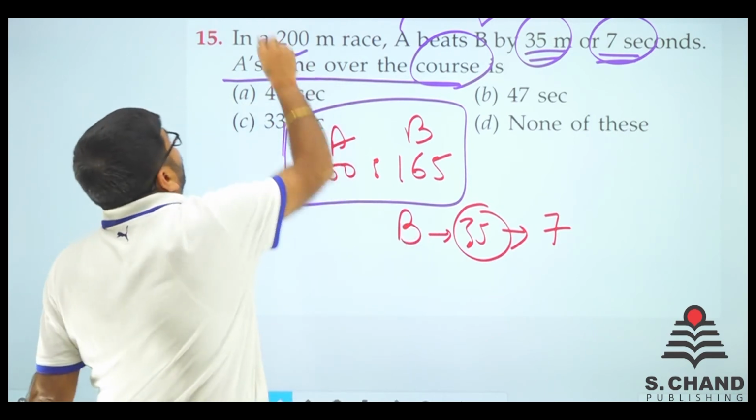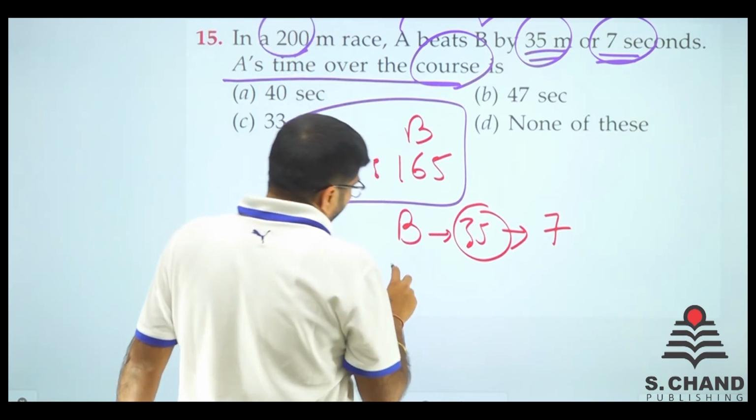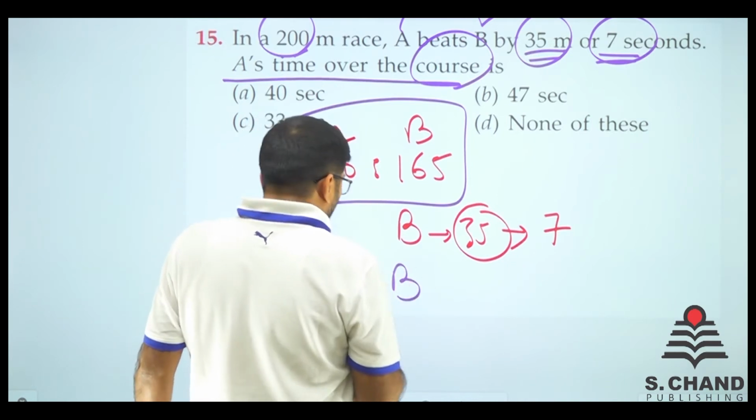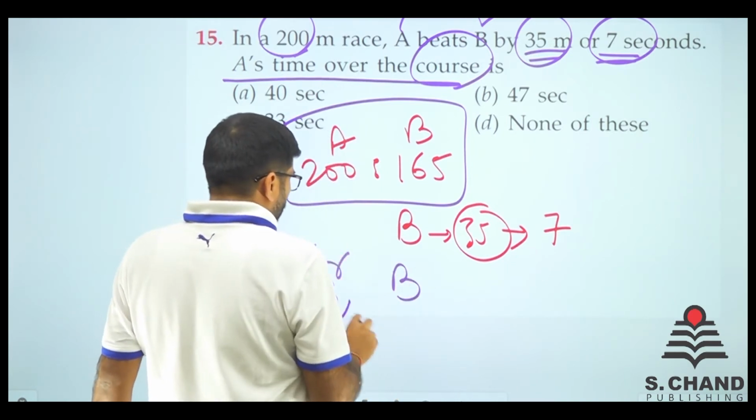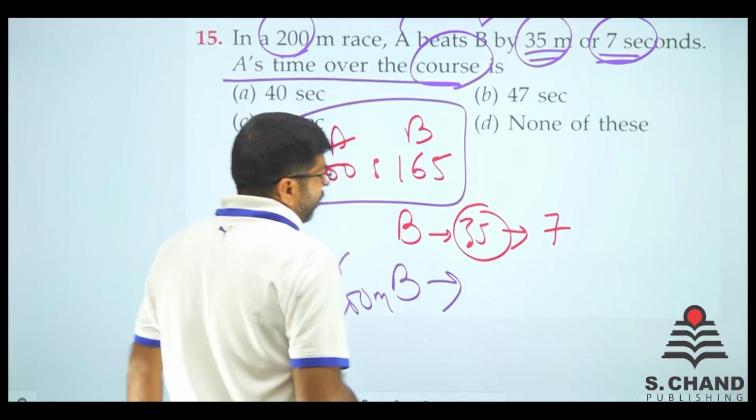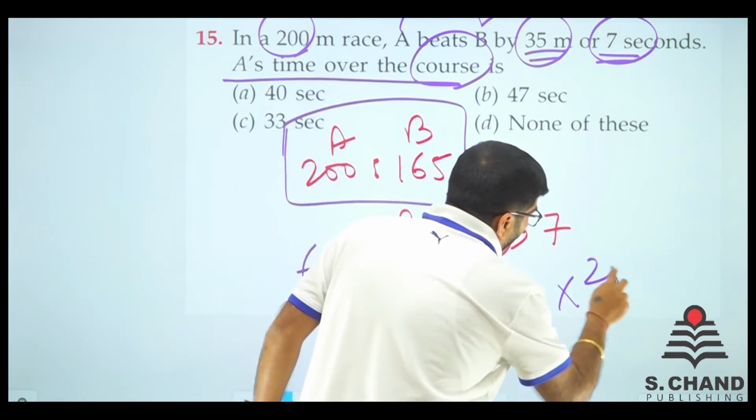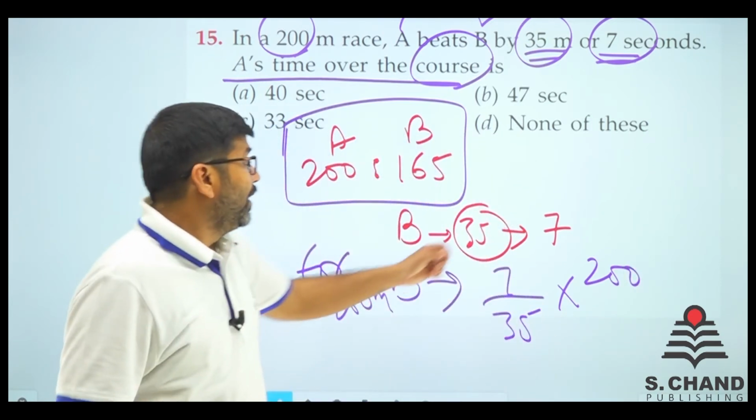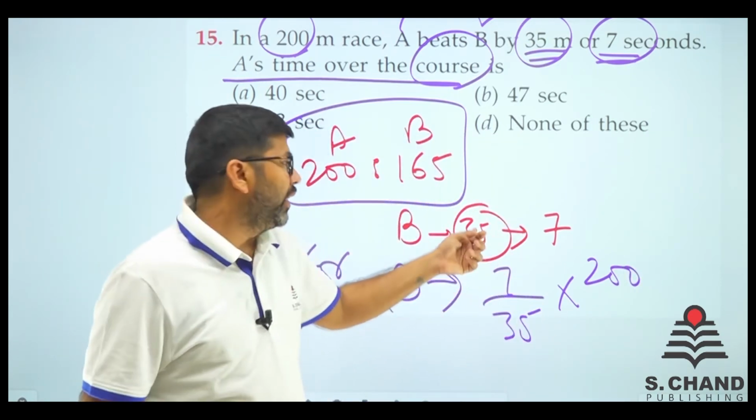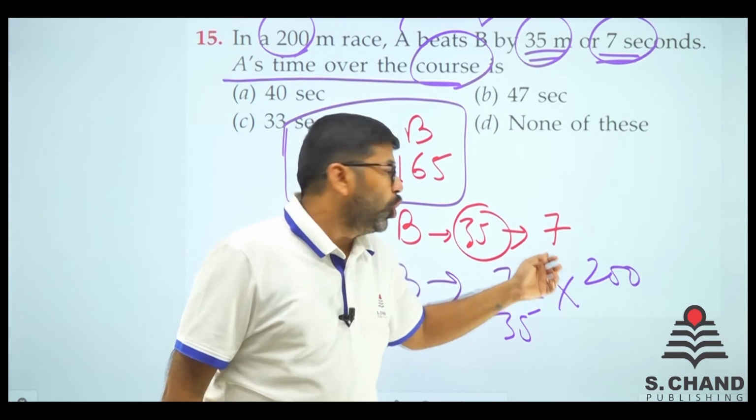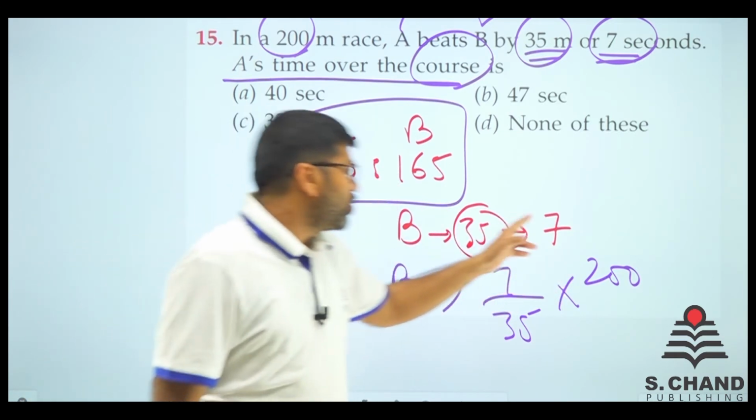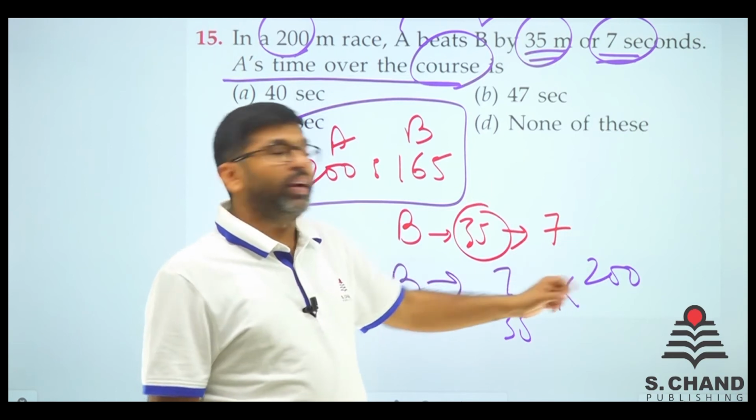The race was a total of 200, right? So we can say that for 200 meter, B moved what? 7 by 35 into 200. Why 200 se multiply? Because see, 35 चलने के लिए उसको 7 seconds लगे. So 200 चलने के लिए कितना लगेगा? 7 divide by 35 कर लेंगे, 200 से multiply कर लेंगे.